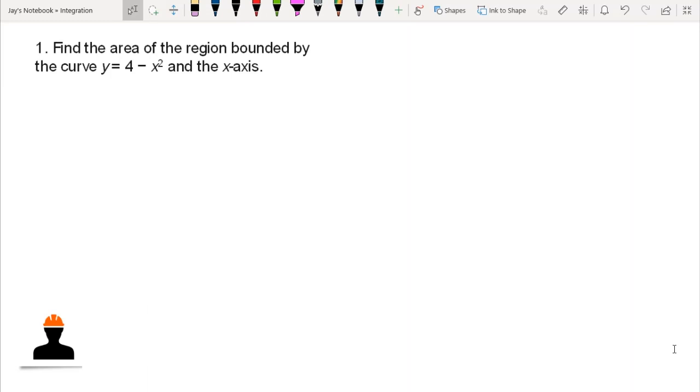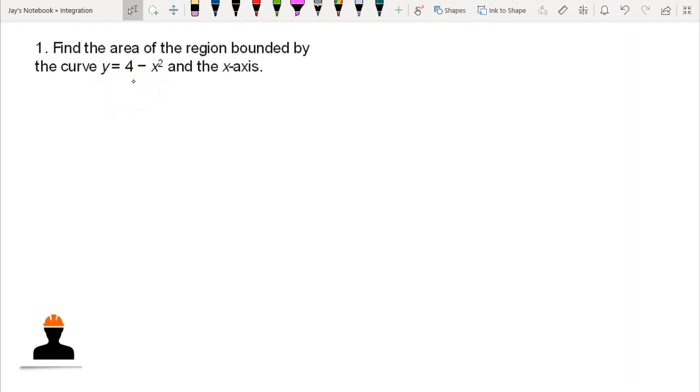We are asked to calculate the area of the region bounded by the curve y = 4 - x^2 and the x-axis. So we have an equation of a parabolic curve here. This is parabolic since our x here is raised to 2, or that is in the second order. So therefore, we need to plot this equation in our Cartesian coordinate system. That's the best track that we need to follow in order to come up with the correct area.